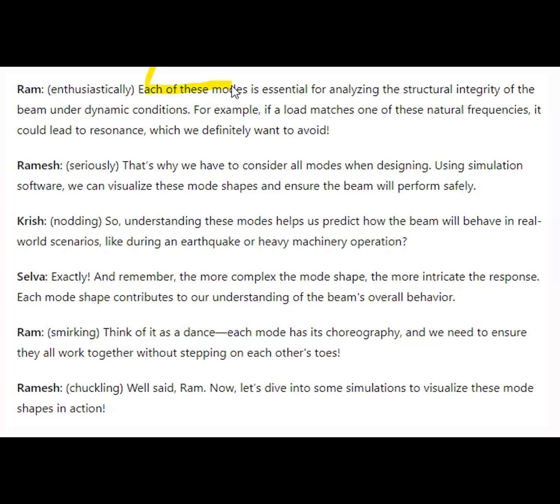So each of these modes is essential for analyzing the structural integrity of the beam under dynamic conditions. For example, if an external load matches one of these natural frequencies, it could lead to resonance, which we definitely want to avoid. That's why we have to consider all modes when designing.